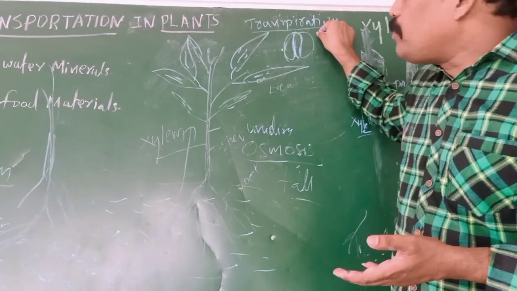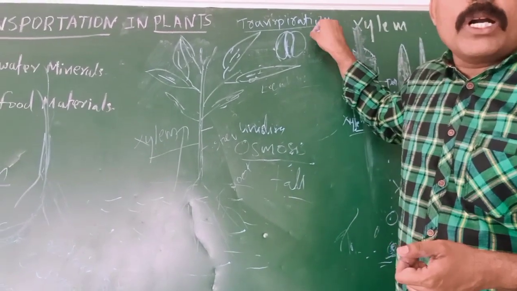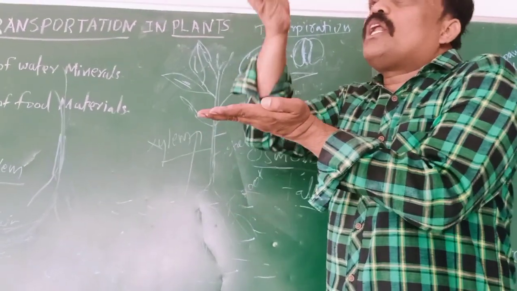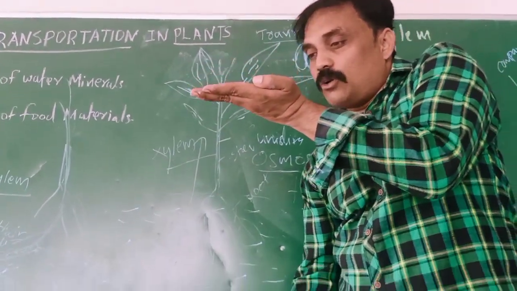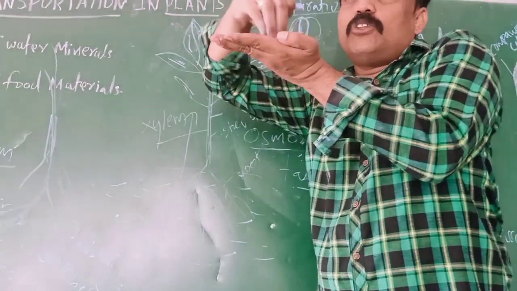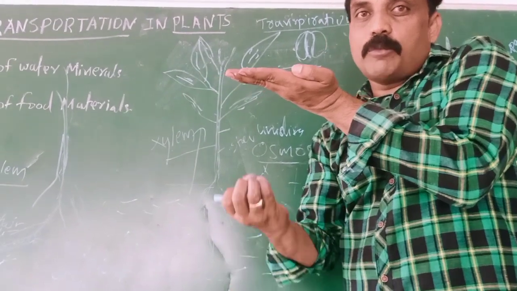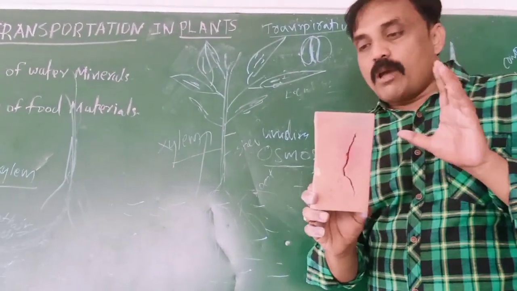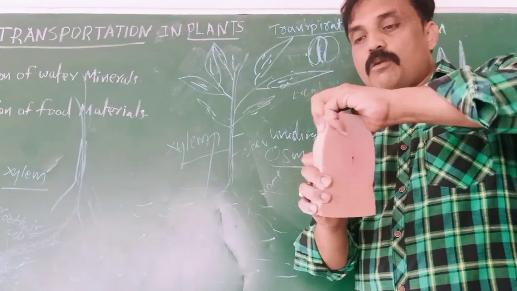What is transpiration? It means evaporation of water. What is the meaning of evaporation of water? Through the stomata, water is evaporating. The downward water comes upward. Water evaporates through the stomata, and the downward water is coming upward. For example, if this is a sponge, what happens? For example, dip it into the water and lift it, and the water moves upward.